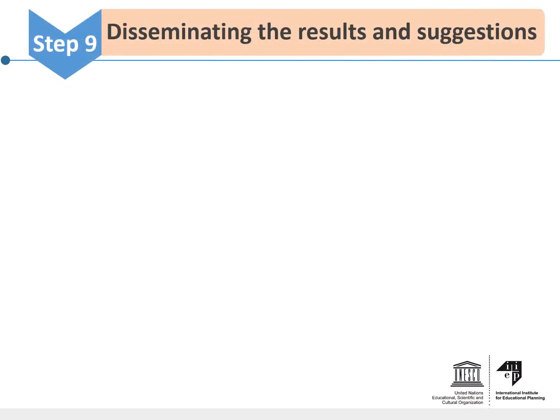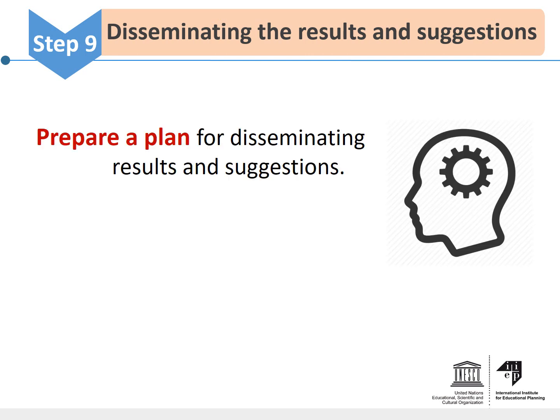The final Step 9 concerns the preparation of a plan for disseminating and communicating the results and suggestions within the Ministry of Education to key decision makers.